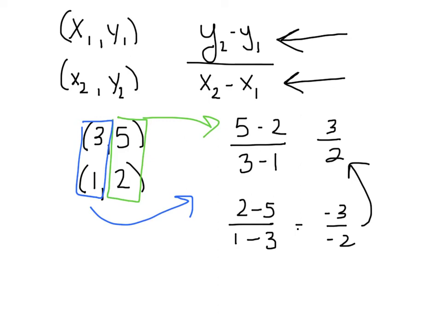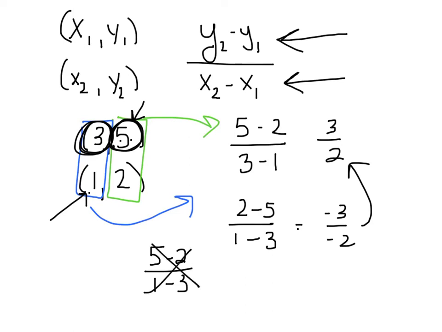Here's what it means by using the same x coordinate from the ordered pair as you did with the y on top. I cannot do this. 5 minus 2. Notice I started with this ordered pair. You can't then start with the other ordered pair on the bottom and take 1 minus 3. They're backwards. So if I started with the 5 on top, I have to start with the 3 on the bottom. You have to start with the same ordered pair. So this does not work.